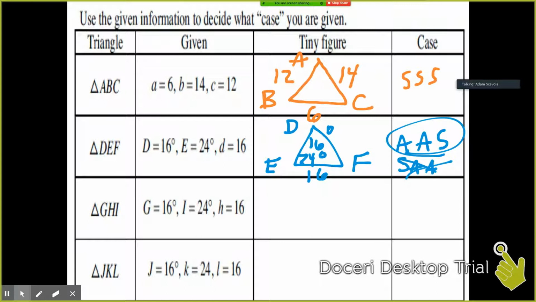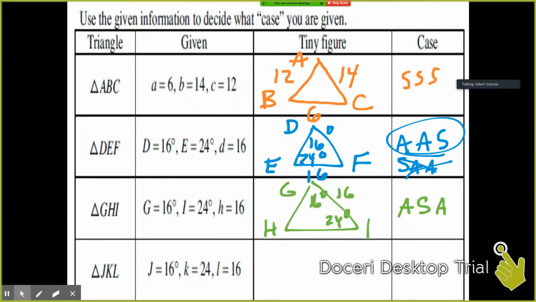I think you get the hang of this, but let's quickly do these other two. So G, H, I, it doesn't matter where you put them. G would be 16 degrees, I would be 24 degrees, and H would be 16. So side H is across from angle H. You're given two angles and a side, but now the side is in between the two angles. So that would be angle, side, angle. There's only one way to write that.